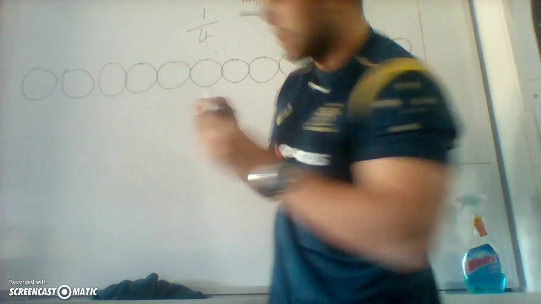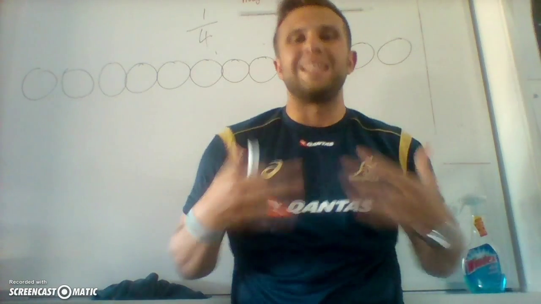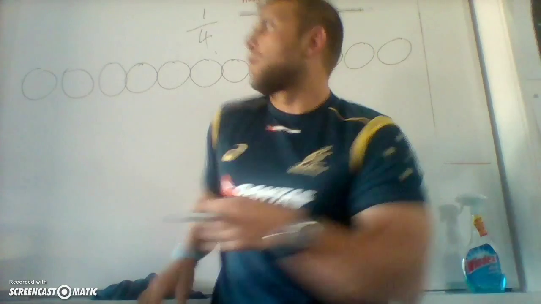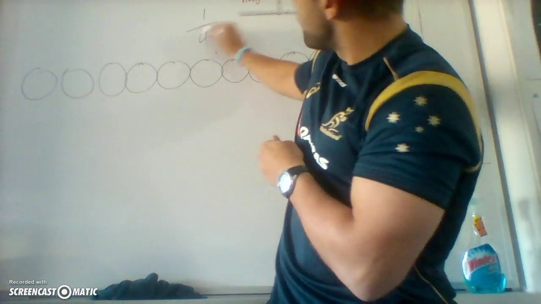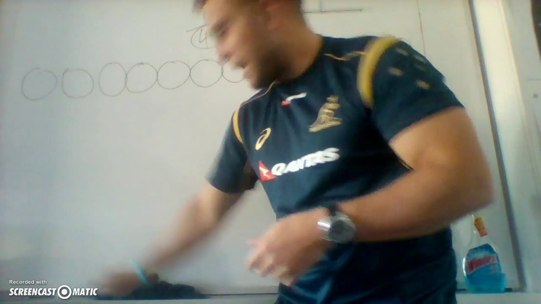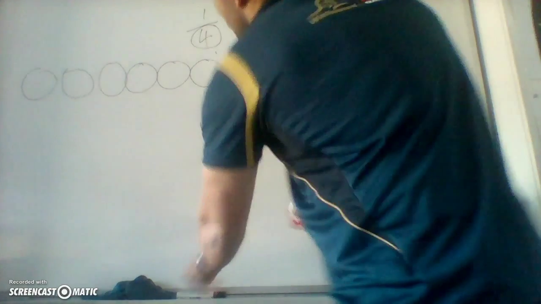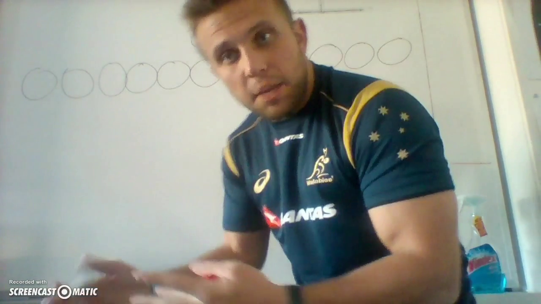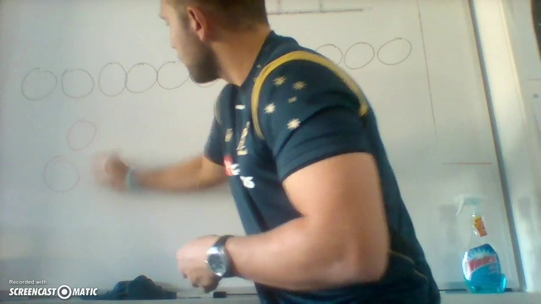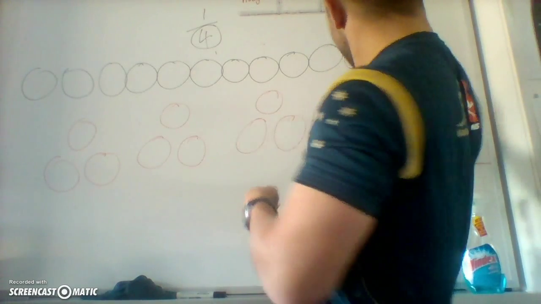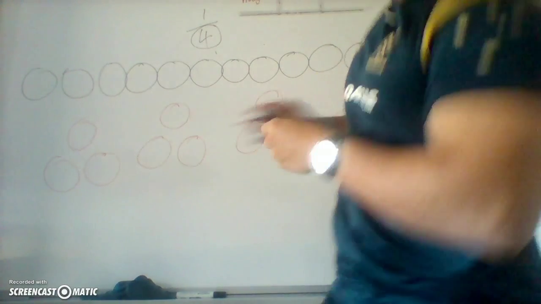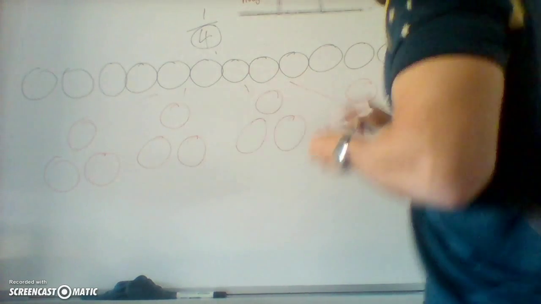I'm trying to split this into quarters. If I split this into quarters, I'm splitting it into 4 parts. My denominator is 4 parts. So I split it into 4 parts. How much is in each part? Well, let's split it: 1, 2, 3, 4. Bang, bang, bang.